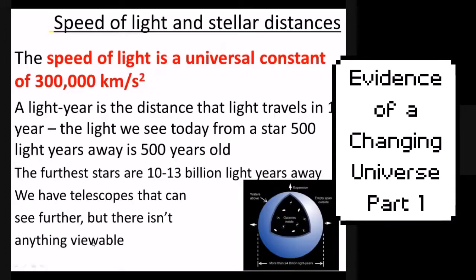So light has a speed. Like if you were getting into a car and trying to drive somewhere 10 miles away and you're going 30 miles per hour, same thing for light. If you're trying to get 10 billion light years away and light's going 300,000 kilometers per second, it takes time to get any place. So a light year is the distance that light travels in 1 year. If we're looking at a star that's 500 light years away, well, the light we see from it is 500 years old.